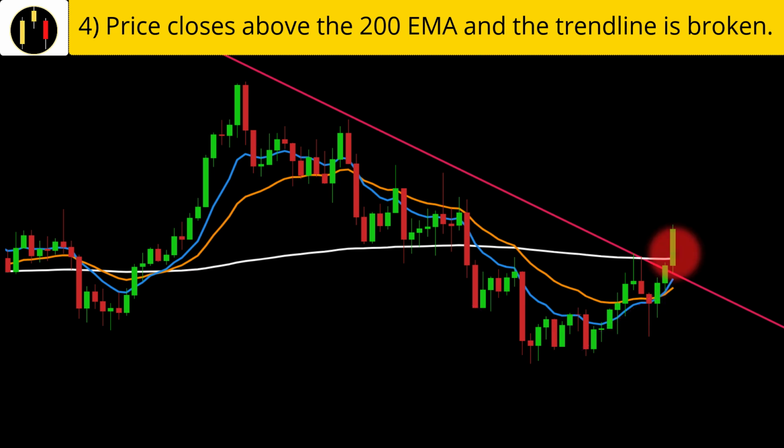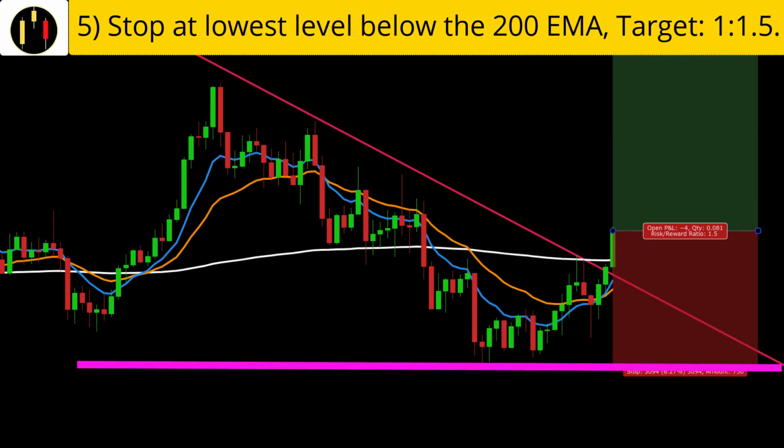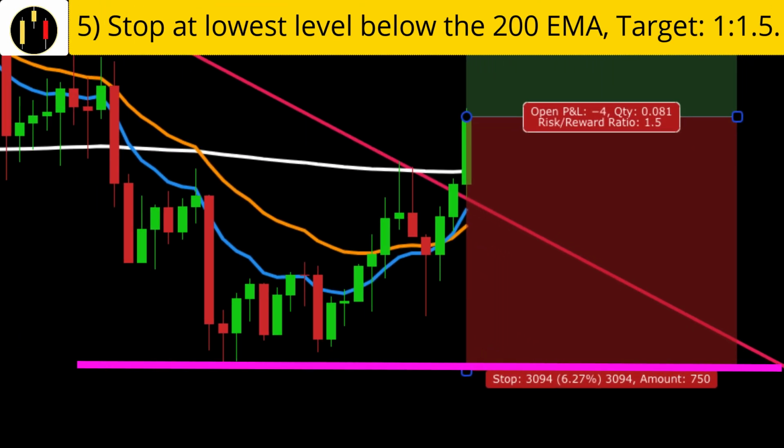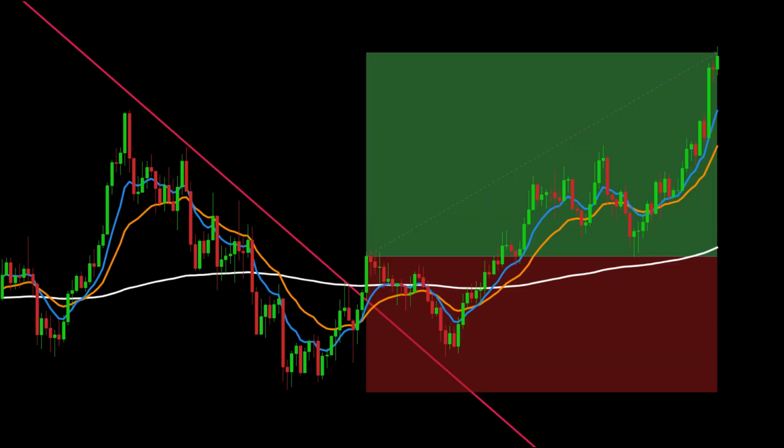All of that happens on this candle here. That is our trigger candle. We place our stop at the lowest price level below the 200 EMA and target 1 to 1.5. And this one hits our target.